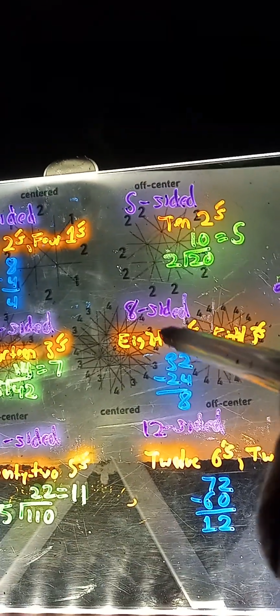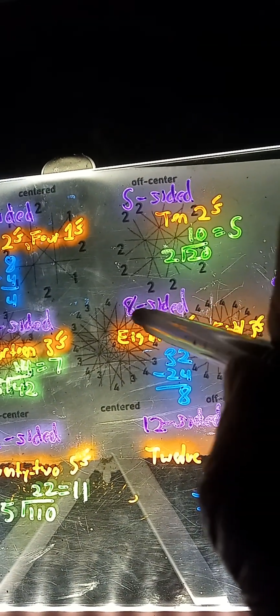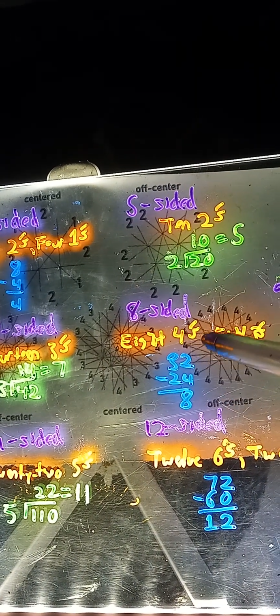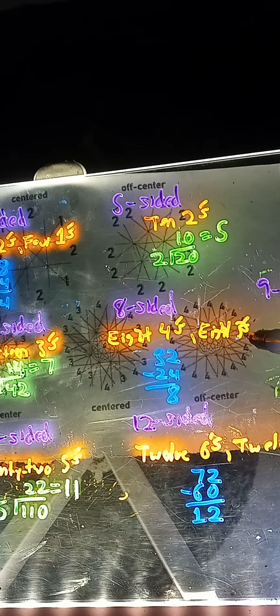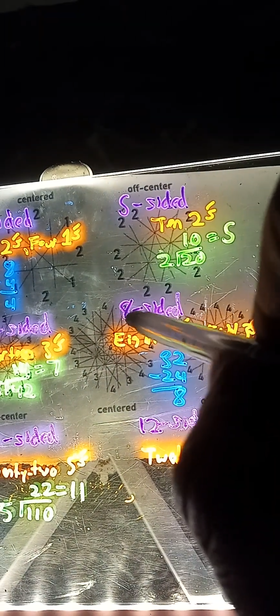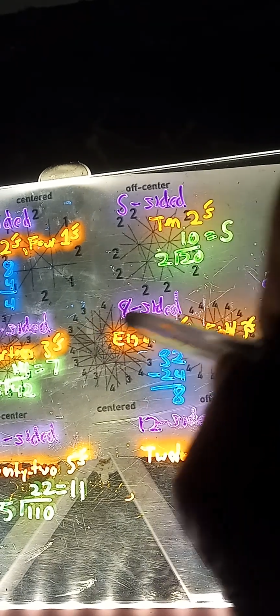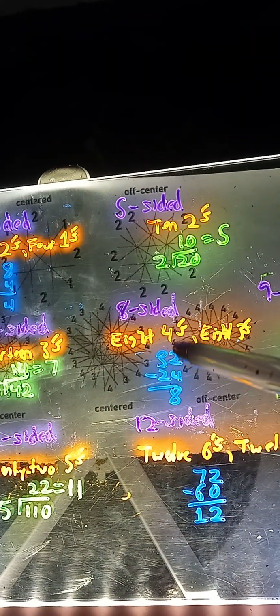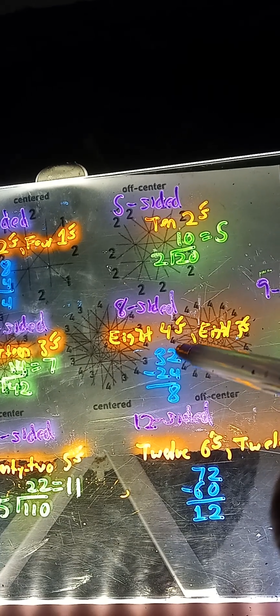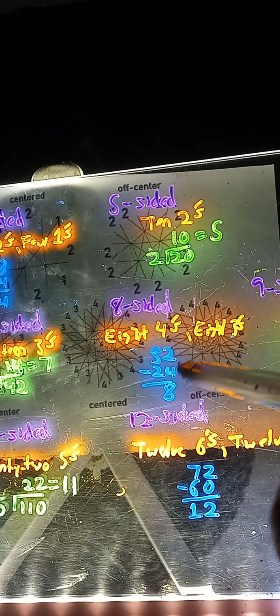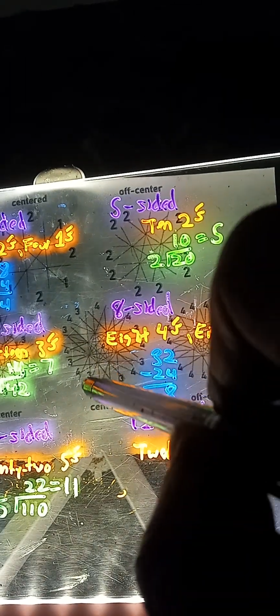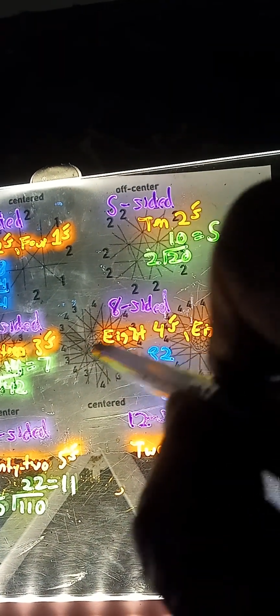8 lines. 8-sided, 8 lines going through the fractal point. There's 8 fours. And there's 8 threes. And you add the 8 fours together, you get 32. Add the 8 threes together, you get 24. 32 subtract 24 is 8. There's 8 lines or 8-sided going through the fractal point.